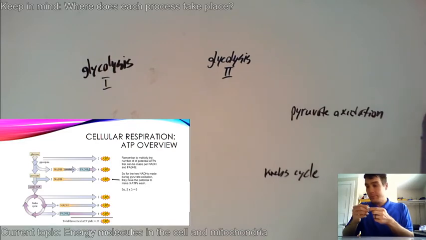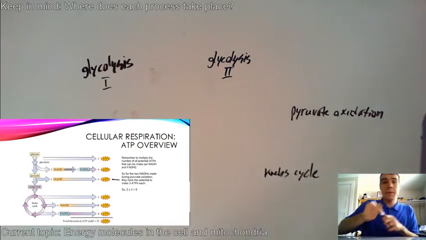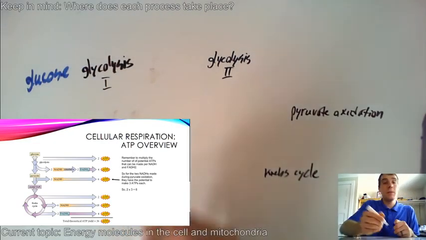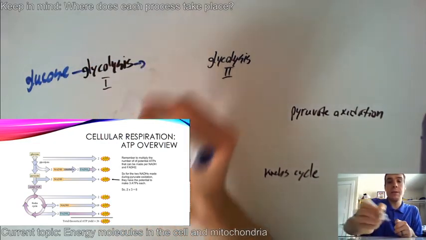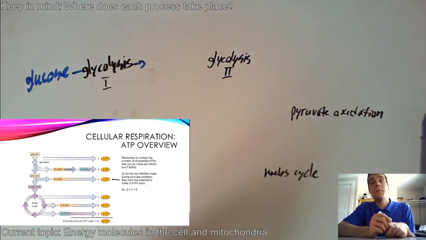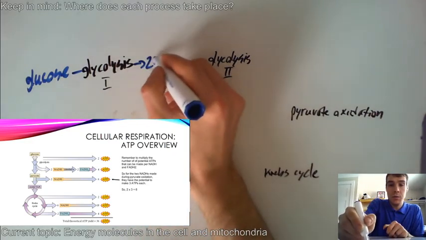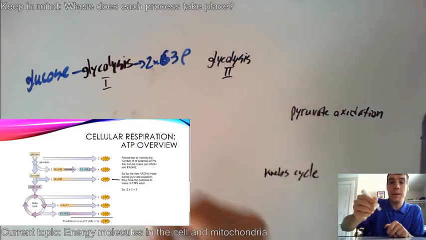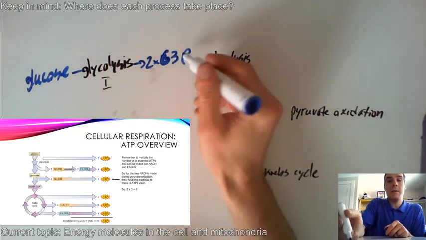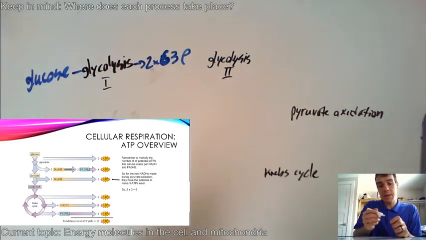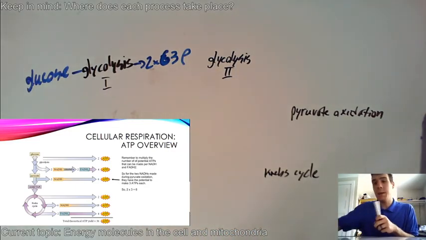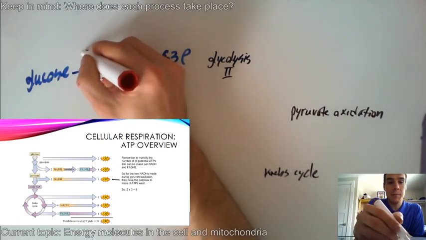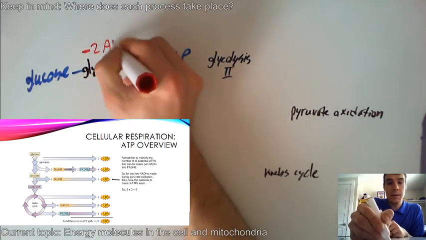And what are the molecules? Well, we're obviously going to start with glucose. Glucose goes through glycolysis 1. It's a series of 5 steps. What comes out is 2 G3P molecules. Now the P in G3P is a phosphate, just like the P from ATP. So that's a good hint that this requires, so I put a minus there, 2 ATP.